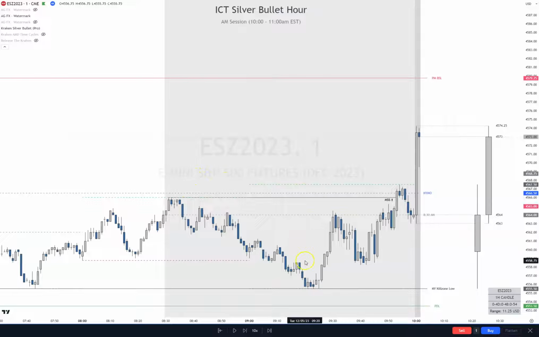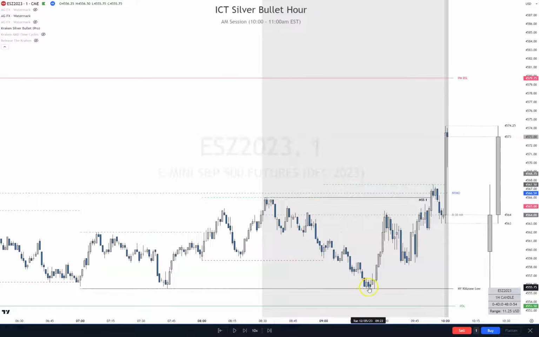Now, I already know someone's going to say, hey, look, that's the low. Why don't you use this as your market structure shift? That's the swing high that created the low. Correct. Could have used this one. Could have used this one. Could have even used this one, even though I think this does take it out.